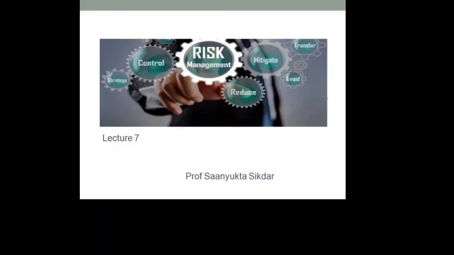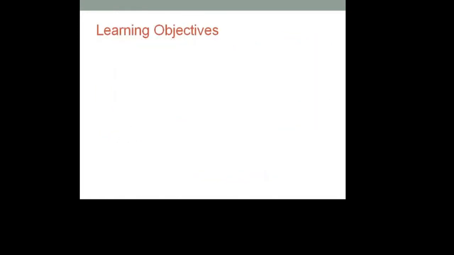Hello students, today in this lecture 7, we are going to cover the following topics. First one is elements of credit risk. We will see what are the different factors that affect the credit ratings and the credit scores. These factors are usually termed as elements of credit risk.